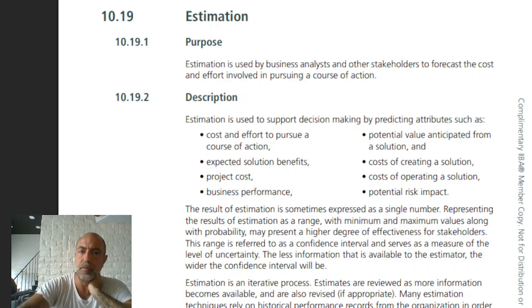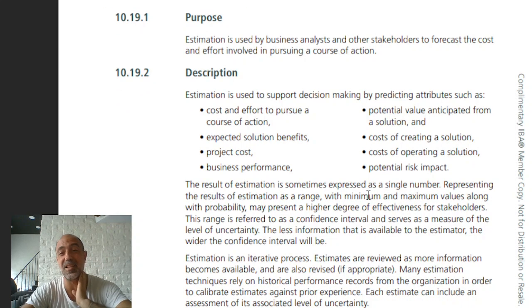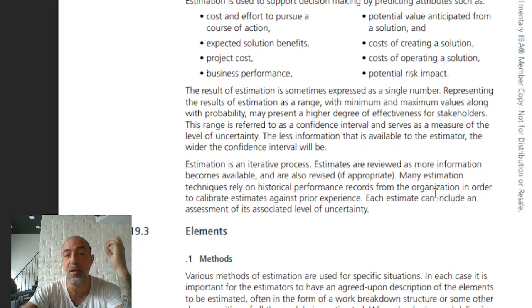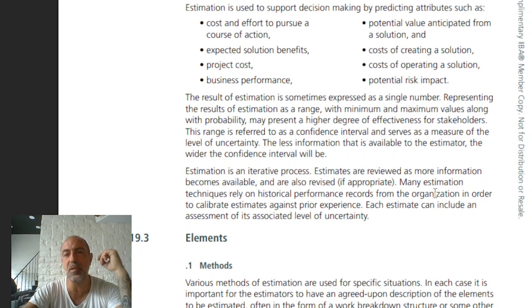All right. So estimation is used by business analysts and other stakeholders to forecast the cost and effort involved in pursuing a course of action. It makes sense if that's what you're estimating: the cost of our efforts, not the end result, the cost and effort, right? Because they want to calculate some things. Description: estimation is used to support decision making by predicting attributes such as cost, effort, pursue action, expected solution benefits, project cost, business performance, potential value anticipated from a solution, cost of creating a solution, cost of operating a solution, and potential risk impact.